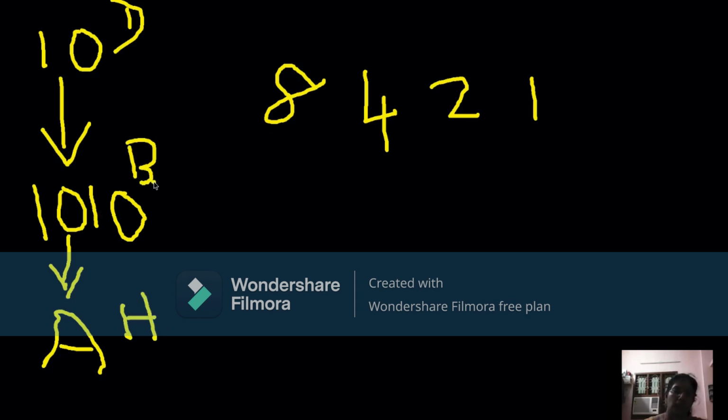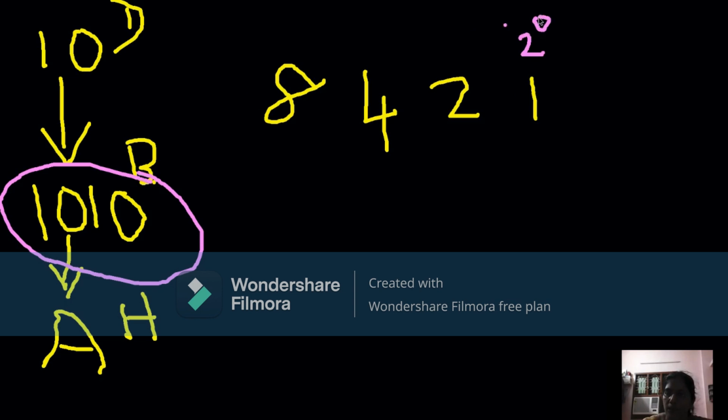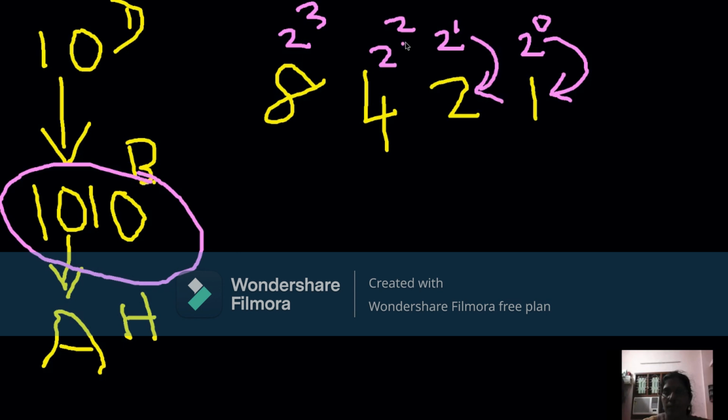Now, how do you verify your value? Tell me, how do you verify whether this is correct or wrong? Based on your 8421 code, you can use it. How did this 8421 come? Every bit position you have to take: this position is 2 power 0, this position is 2 power 1, this position is 2 power 2, this position is 2 power 3. Understood? So, 2 power 0 equals 1. 2 power 1 is 2. 2 power 2, 2 into 2, is 4. 2 power 3 is 8.